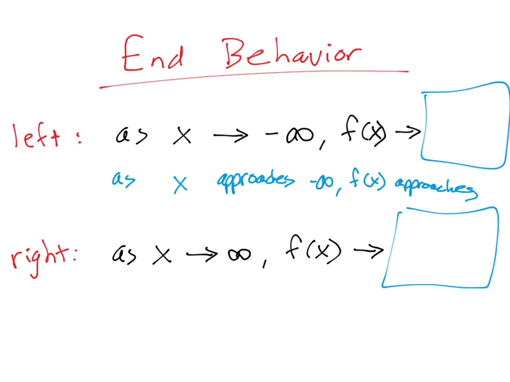On your assignment, you will always write this phrase. It starts the exact same way every time. As x approaches -infinity, f of x approaches, and then you fill in the blank. And that's how you finish up the end behavior for left end behavior.